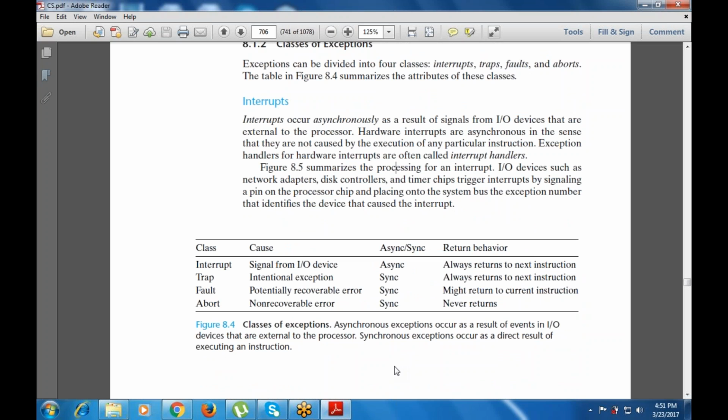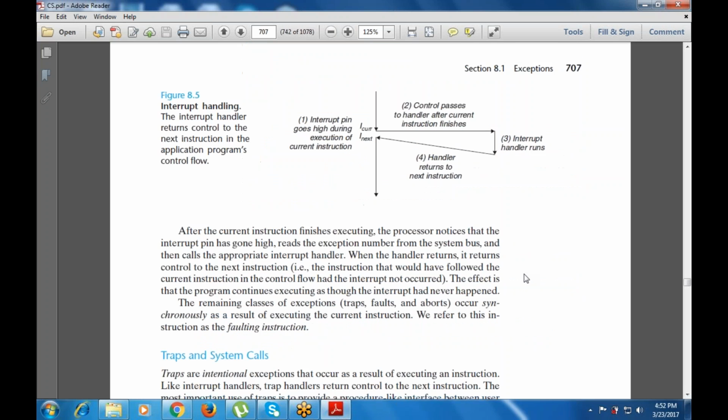First is the interrupt, that is a signal from an input-output device. It is asynchronous, and always returns to the next instruction. Then trap, that is an intentional exception, which is synchronous and always returns to the next instruction. Then fault, that is a potentially recoverable error, which is synchronous and might return to the current instruction. Then abort, a non-recoverable error, which is synchronous and never returns.